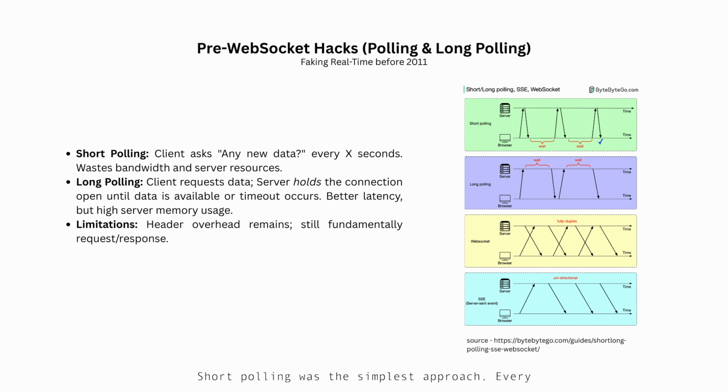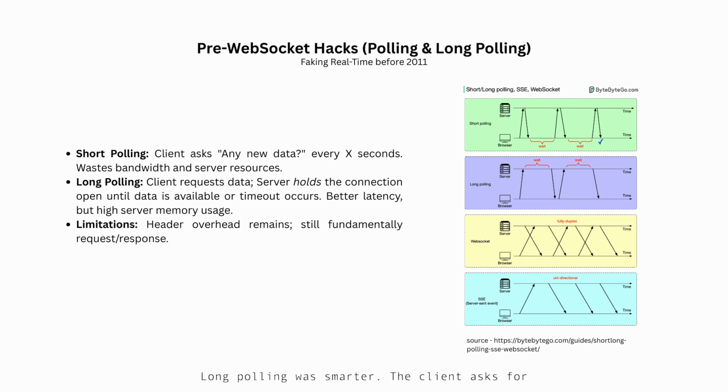Short polling was the simplest approach. Every few seconds, the client asks the server for any new data, and the server responds with either no or yes, and then repeat forever. The problem is that this is incredibly wasteful. If you poll every 2 seconds and there are like 3 updates per minute, 90% of those requests return nothing. You are just hammering your server and wasting bandwidth.